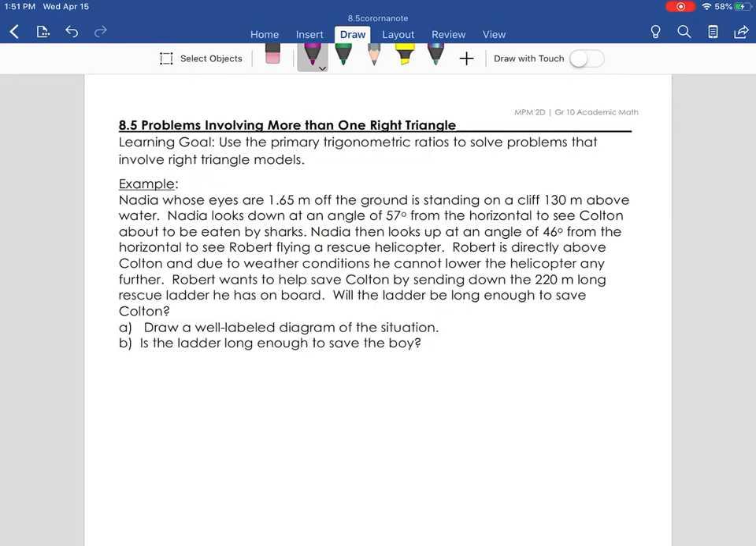Okay, so welcome to 8.5, problems involving more than one right angle triangle. So yes, we are still continuing with word problems, which means that we are going to follow the same steps: you draw a diagram, make sure it's labeled, and have let statements, show your work, and provide an answer statement. And we are using the primary trig ratios, so SOHCAHTOA.